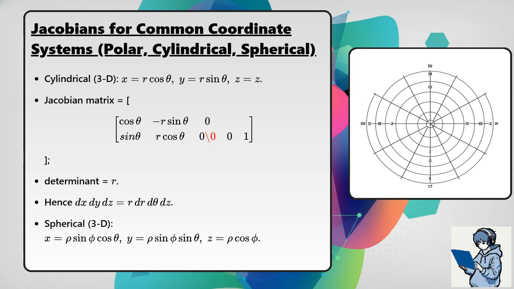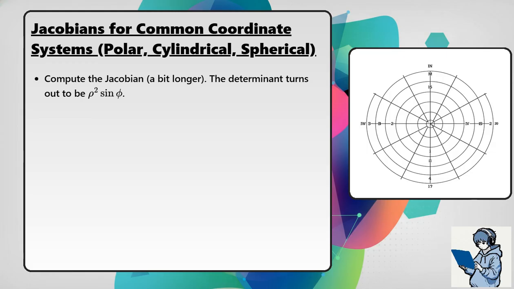Spherical, three-dimensional: x equals rho sine phi cosine theta, y equals rho sine phi sine theta, z equals rho cosine phi. Compute the Jacobian, a bit longer. The determinant turns out to be rho squared sine phi. Thus the volume element is dx dy dz equals rho squared sine phi d rho d phi d theta.